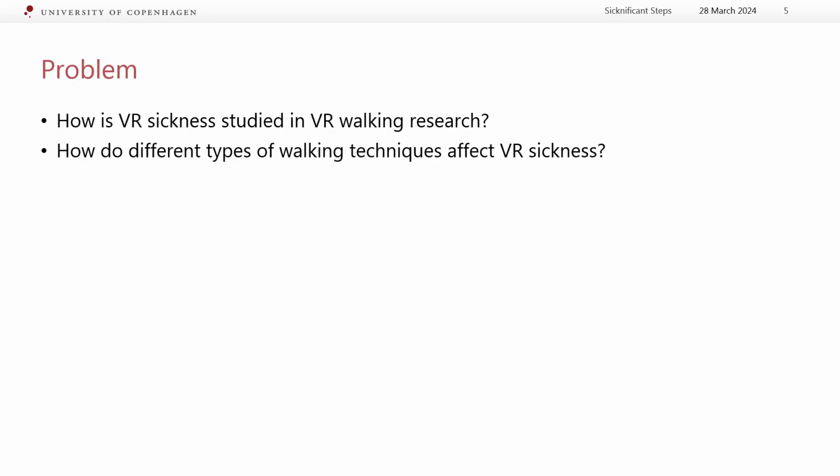Despite decades of research on motion sickness and VR sickness, it is still a problem. It is notoriously fickle, ill-defined, and difficult to measure, so it would be helpful to investigate how VR sickness is assessed in VR locomotion research.